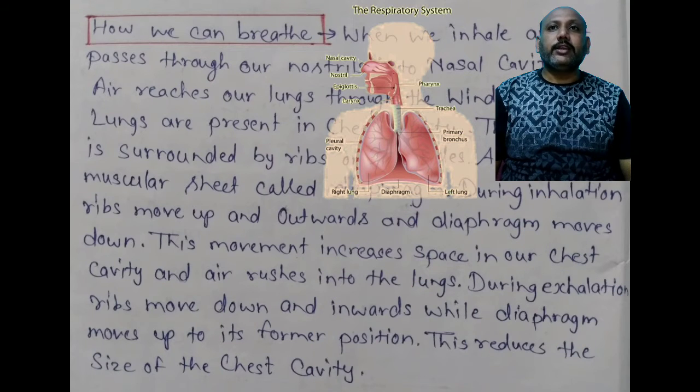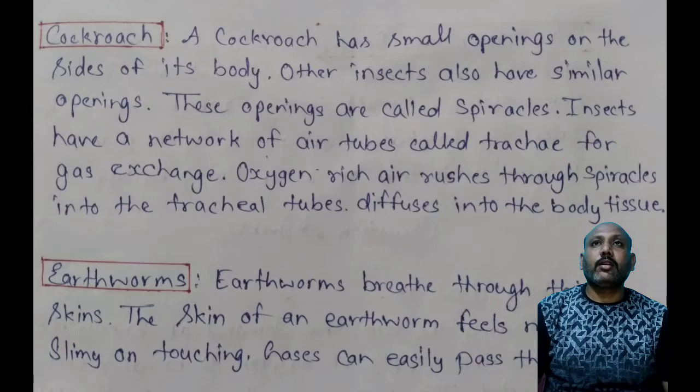During inhalation, ribs move up and outwards and the diaphragm moves down. This movement increases space in the chest cavity and air rushes into the lungs. During exhalation, ribs move down and inwards, while the diaphragm moves up to its former position. This reduces the size of the chest cavity.